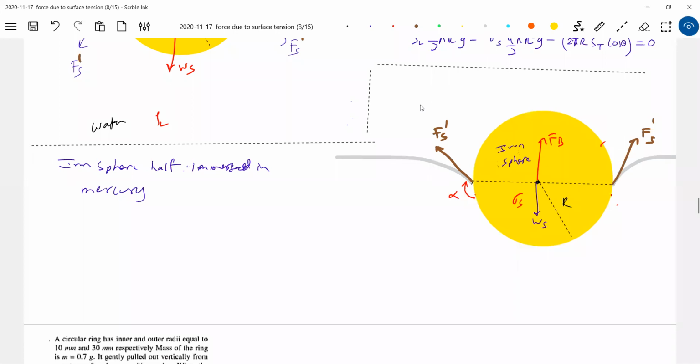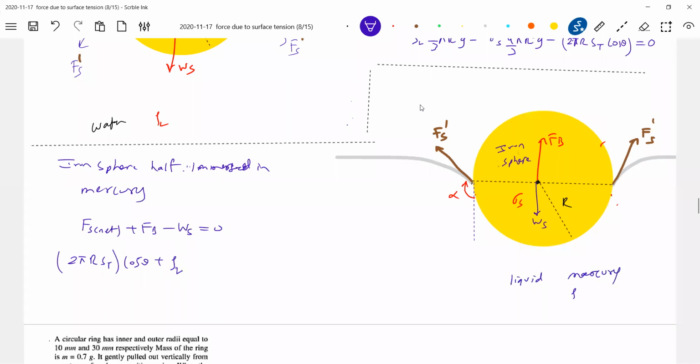Okay, let's write the equation now. Because we are measuring like this, alpha. For equilibrium, the force due to surface tension plus buoyancy should balance the weight. The force due to surface tension is 2 pi r S_T into cos theta. What is S_T? Surface tension. Plus the buoyant force: density of mercury rho L, 2 by 3 pi r cube g. This will be the density of iron, rho s.